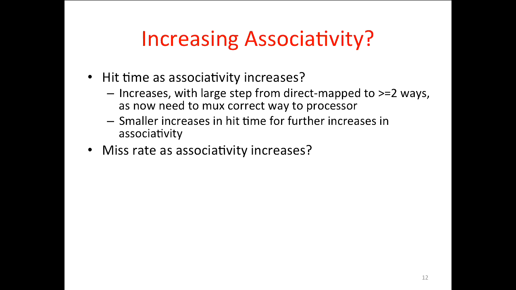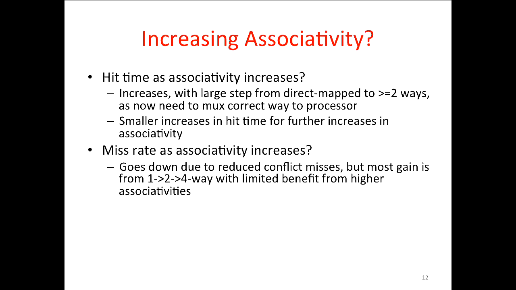How about miss rate as you increase associativity? So it does go down, but what's the big reason you add associativity? Yep. Because you get less conflict. Right, there's less chance of conflicts if multiple things can map to the same set. So miss rate goes down. One thing you'll see is that the big benefit is going from one to two-way or two to four-ways, and after that, you really get diminishing returns for making it more associative.